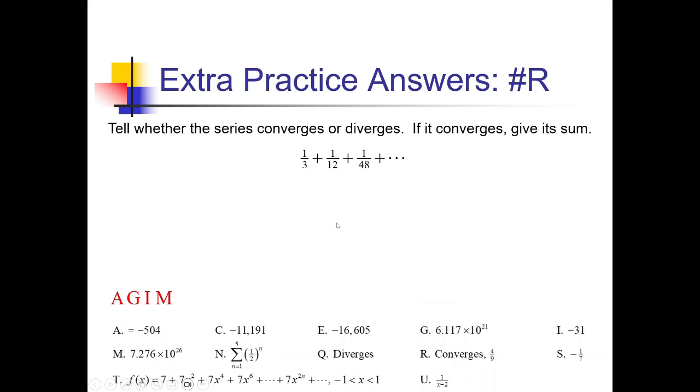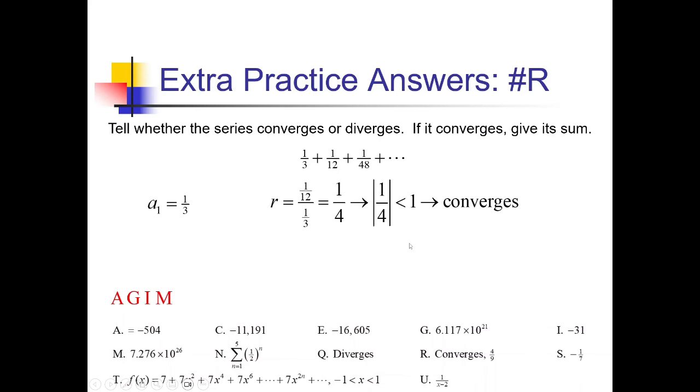For letter R, again, we're trying to figure out if a series converges or diverges and give the sum. In this case, we have an A1 of 1/3. My R value, if I do 1/12 divided by 1/3, that would be 1/12 times 3 over 1, 3 over 12 then, which is 1/4. So we're multiplying by 1/4 each time to get the next term, and 1/4 times 12 is 1 over 48, so that works out. Since the absolute value of 1/4 is less than 1, we would say that this is going to converge.